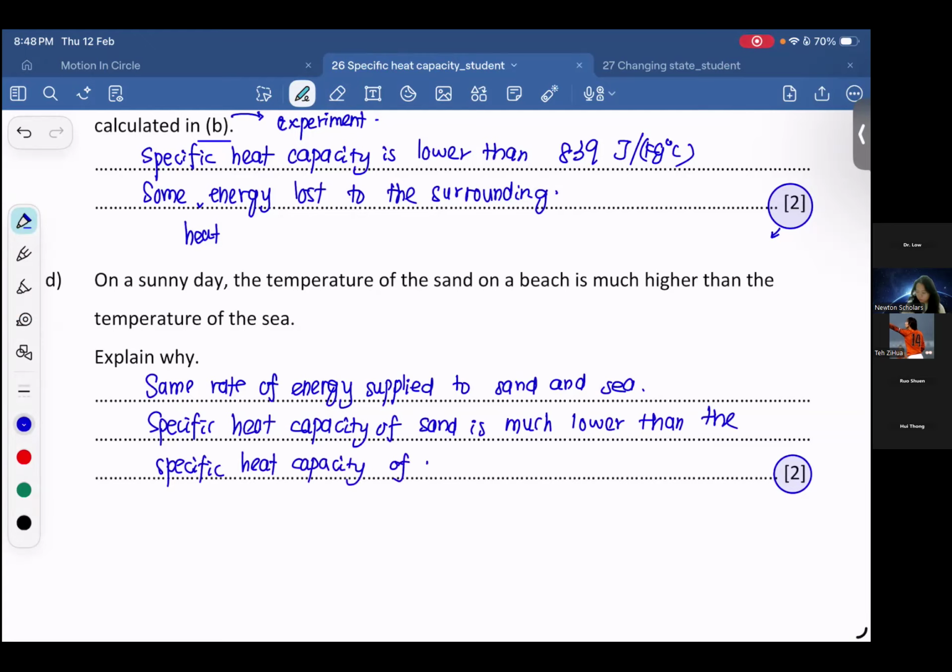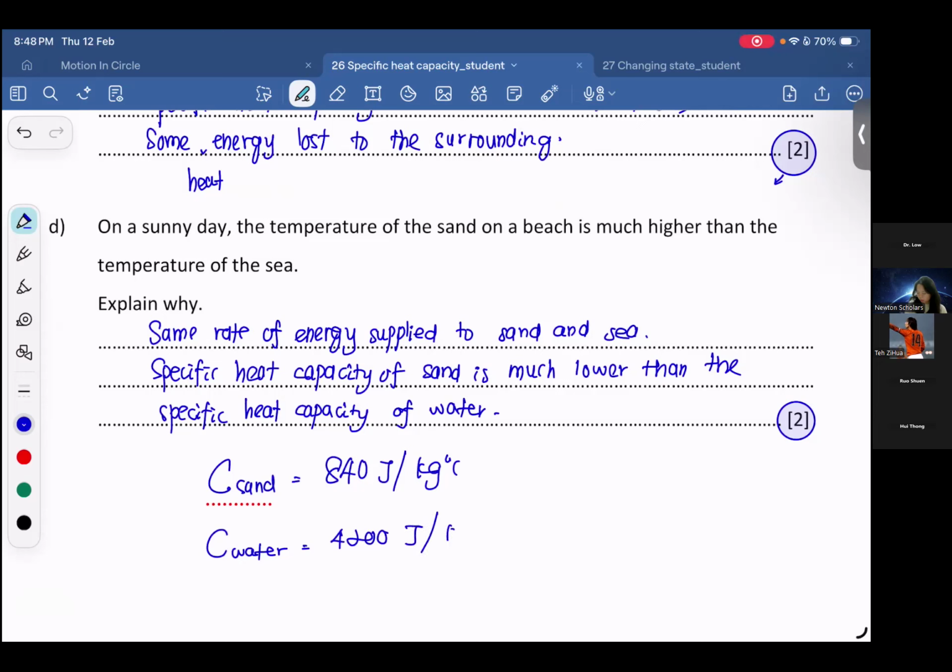Okay, just now we did calculate, we say that the sand in our experiment is 840 joule per kg per degree Celsius. Then the water, as we know, is 4,200 joule per kg per degree Celsius. Dear, can you see that? A small amount of heat is already enough to increase the temperature of sand. So sand is actually lower, so it heats up faster. So the temperature rise is higher.